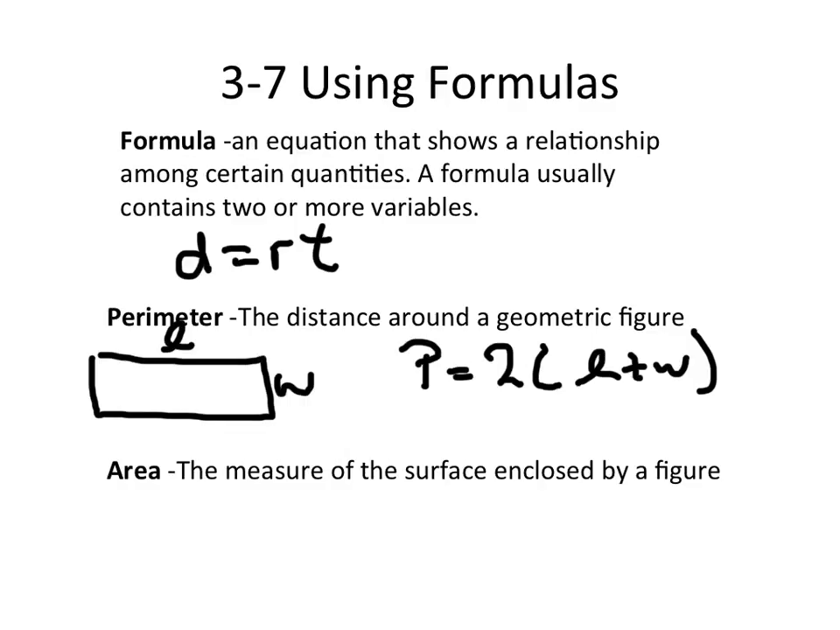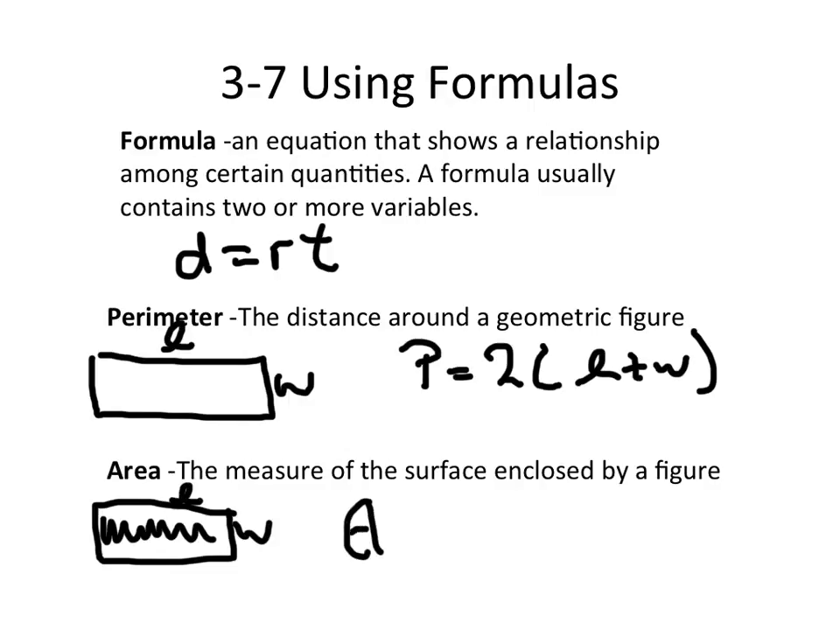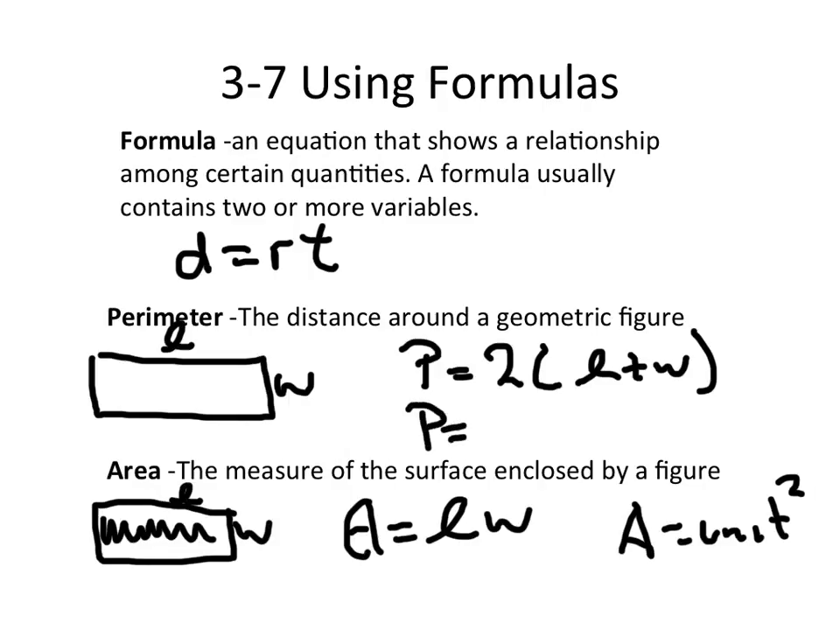And then we also have area, the measure of the surface enclosed by a figure. And the figure we're going to use the most, once again, is a rectangle, which means we just want to know what the surface is, or its surface area. And that formula doesn't really seem to change for a rectangle. It's just length times width. We do know that area units are always squared. That's something that you need to know. And in perimeter, the units are not squared.